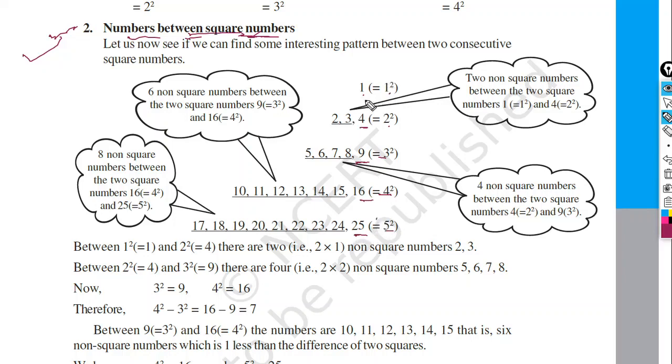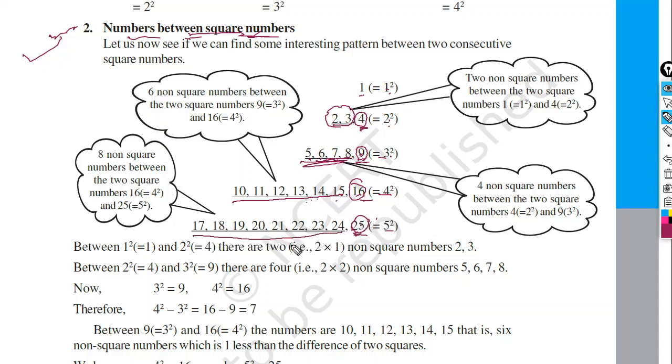And what are the numbers in between 1 square and 2 square? Between 1 and 4, they are 2, 3. 3 square is 9 and 2 square is 4. What are the numbers in between? In between 4 and 9, the numbers are 5, 6, 7, 8. Similarly, 4 square is 16. What are the numbers in between 9 and 16? 10, 11, 12, 13, 14, 15. Then 5 square is 25. And what are the numbers between 16 and 25? Here you see 17 to 24.